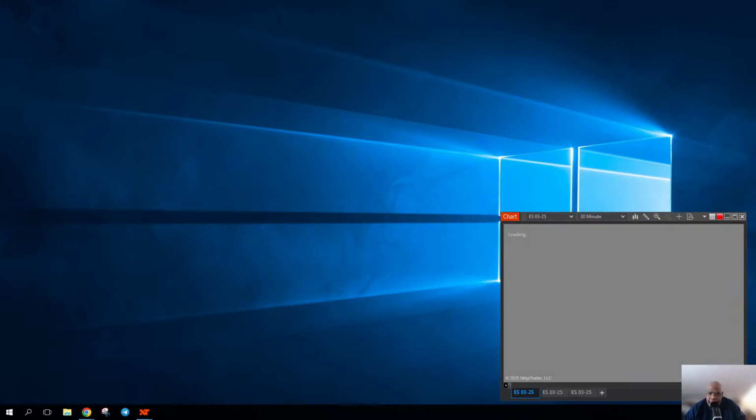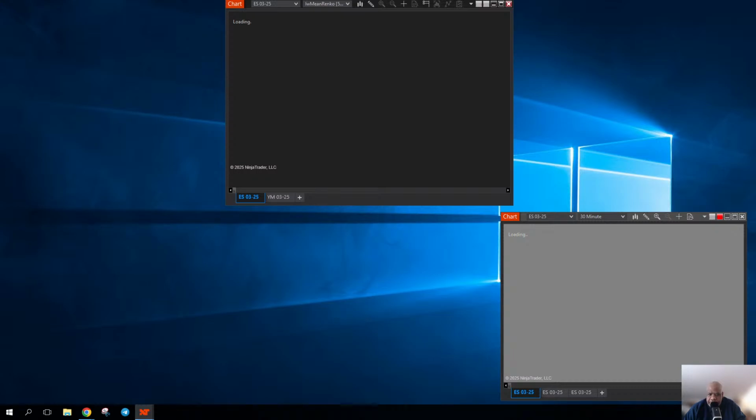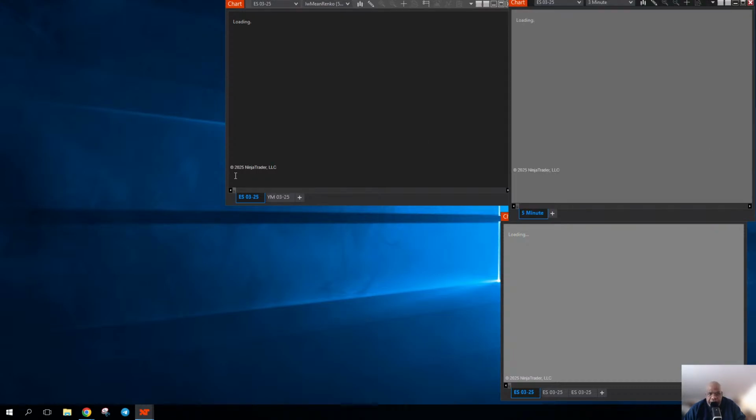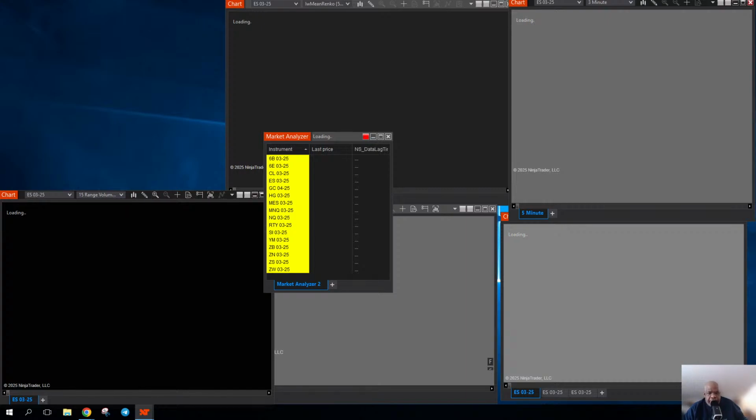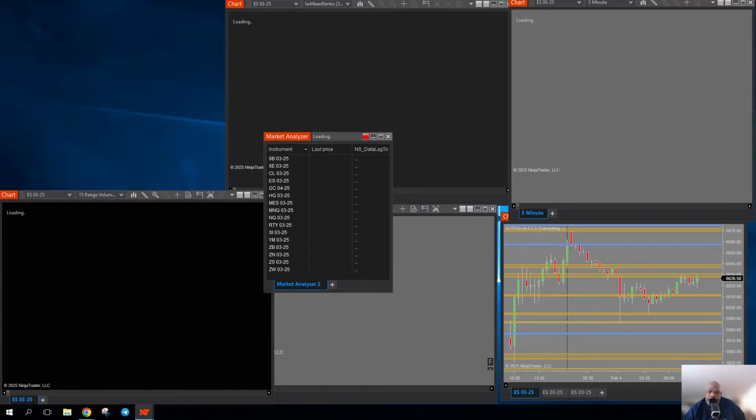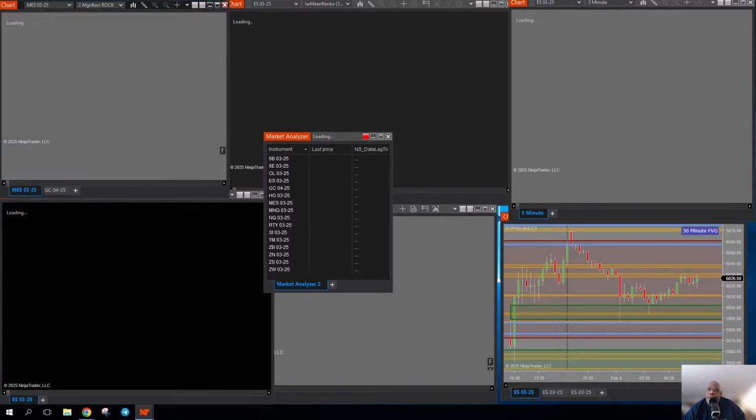Right now ES is trying to break that top at 30 and a half. So let's see if we can get back on track here with Ninja. I'm going to close certain windows that I'm not actually even using. I don't really use this window here. I'm going to close that.